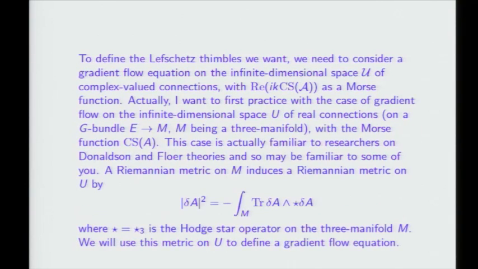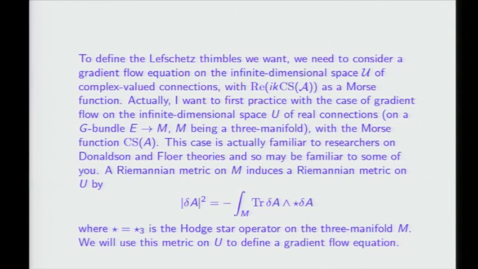So to define the Lefschetz thimbles we want, we have to consider gradient flow in the infinite dimensional space of complex valued connections with the real part of Chern-Simons as a Morse function. Unfortunately, I'm way behind time, so I'm not sure I should have discussed this practice problem, but I thought at least some of you would be familiar with the case of gradient flow on the space of real connections, because it's important in Donaldson and Floer theory of 3 manifolds and 4 manifolds.